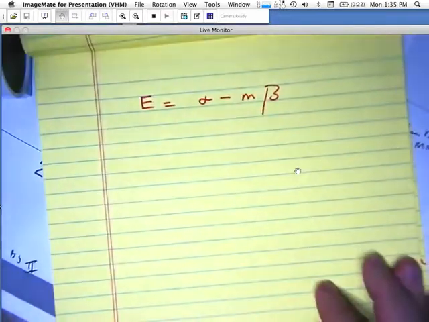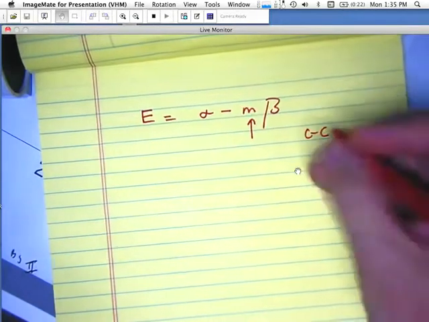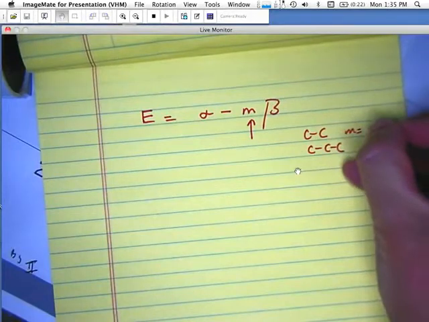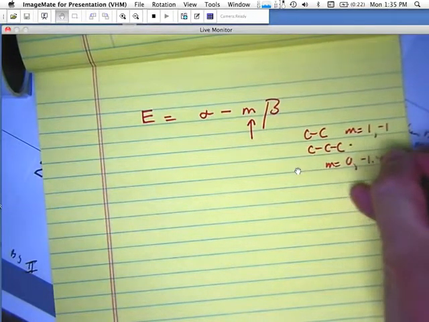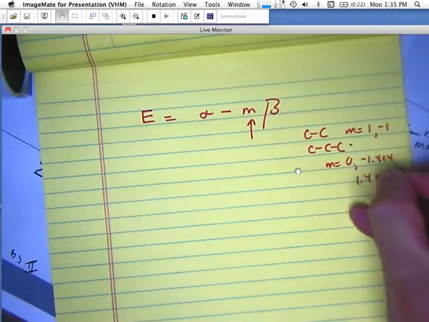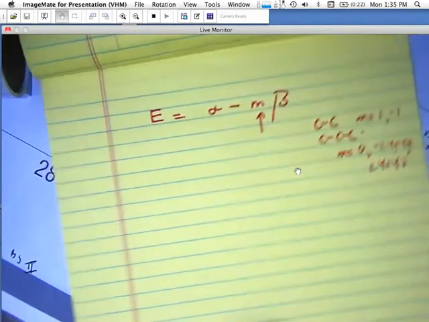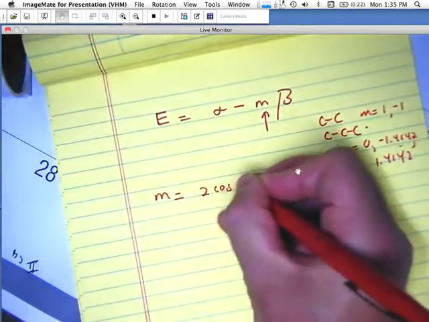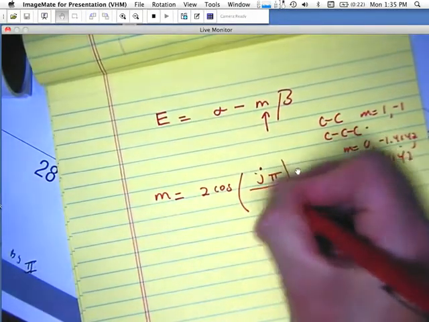And we've already done this. We calculated m for 2 C's, and in this case m was equal to 1 and minus 1. Here m was equal to 0, minus 1.414 and 1.414. And we give you a formula to be able to calculate that as well. And we're asking you to try to do this on a spreadsheet. And this should be pretty straightforward.